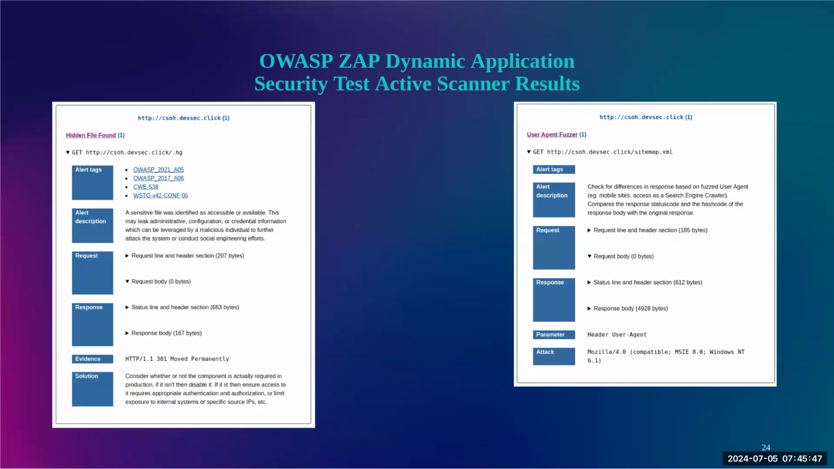The active scanner found a hidden file, and also the user agent fuzzer capability. We won't really drill down into that, but these were just something that we wanted to show the team for the application vulnerabilities.